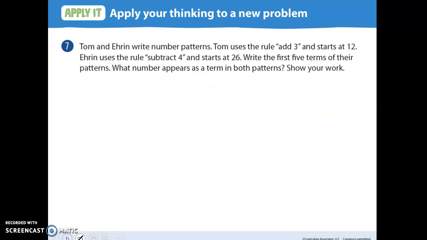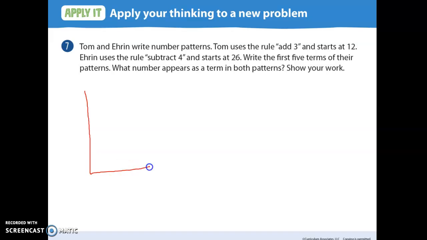Number 7, Tom and Aaron write number patterns. Tom uses the rule add 3 and starts at 12. Aaron uses the rule subtract 4 and starts at 26. So write the first 5 terms in their pattern.